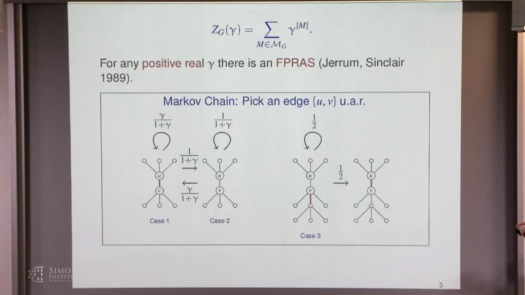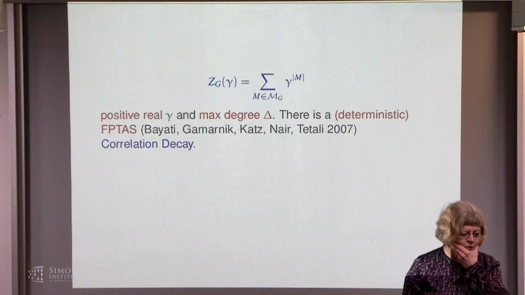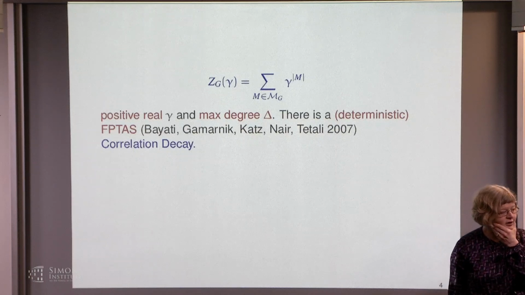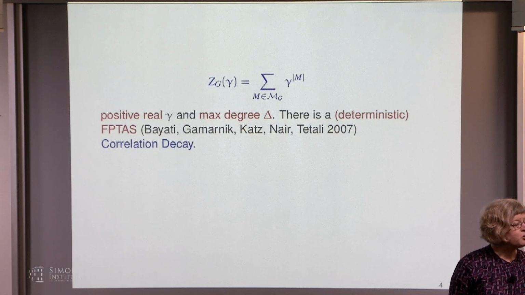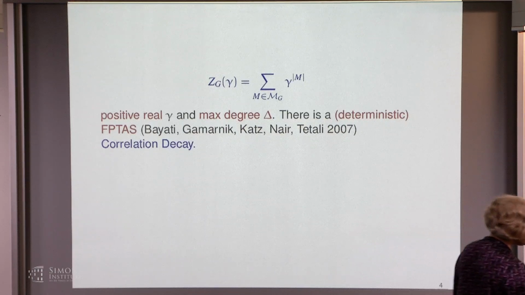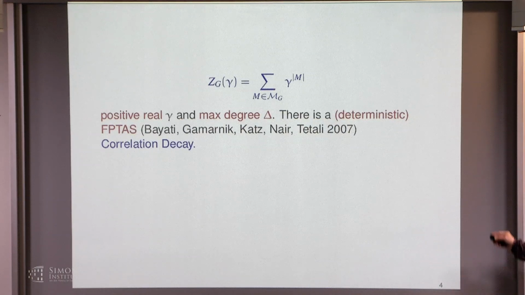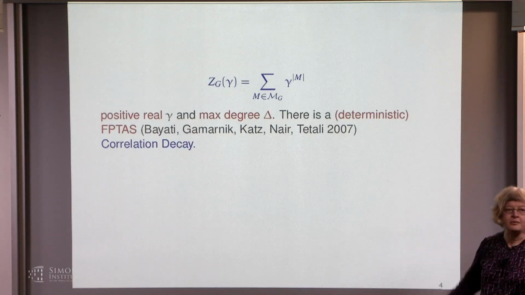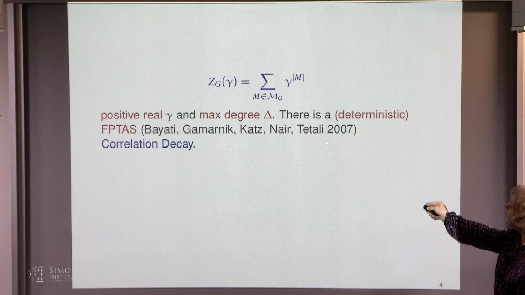Okay, so to keep in mind then, if the graph is unrestricted and gamma is a positive real, we've got this result. Now, what about deterministic approximation? Well, now what I've got to do is look at the case where we put some constraints on the graph. So let's suppose, for example, that the graph has a degree bound at most delta. And in that case, there's a deterministic fully polynomial time approximation scheme by a bunch of people.